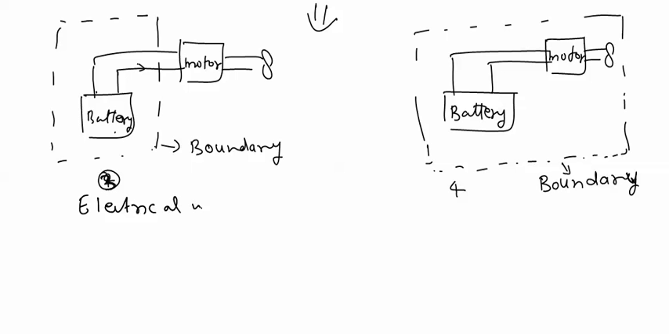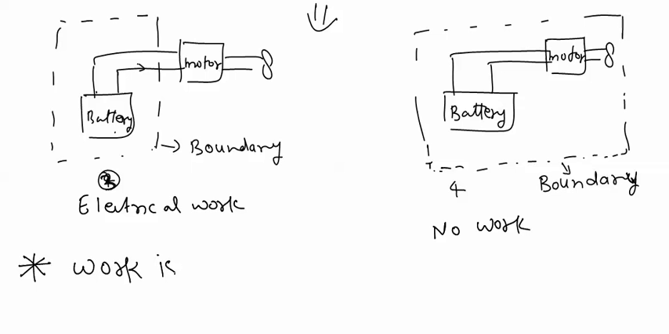And if you consider this as a complete system, now work is done by the system. In this case, case number 4, now work is done by the system. If you move from figure 1 to figure 4, you will see that as you change the boundary, the nature of the work changes. That is the most important starting point: work is a boundary phenomenon.